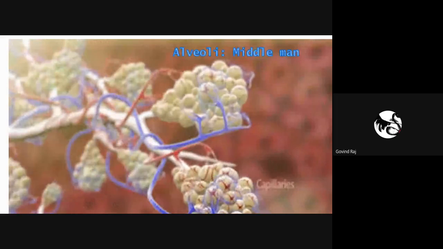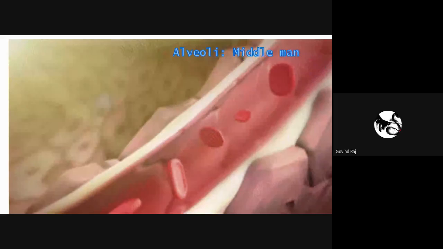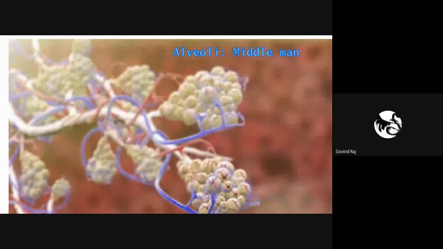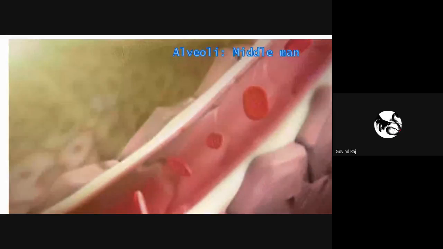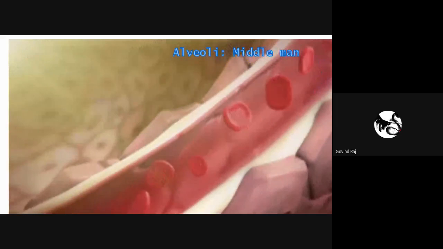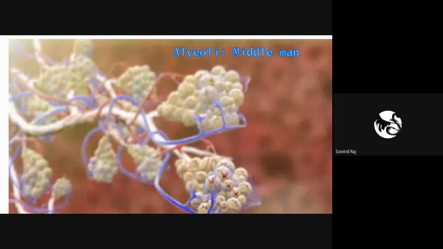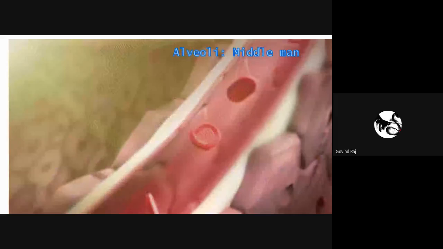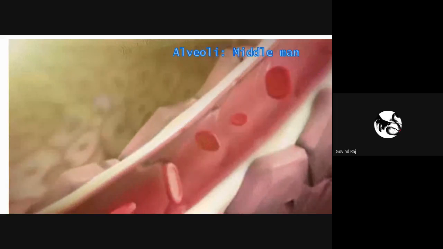Okay, so now we can look at how gas exchange takes place inside the alveoli. The alveoli is the interface where carbon dioxide and oxygen are exchanged between blood and atmospheric air. We breathe in atmospheric air and take in oxygen, and give out the carbon dioxide that is formed as a byproduct.